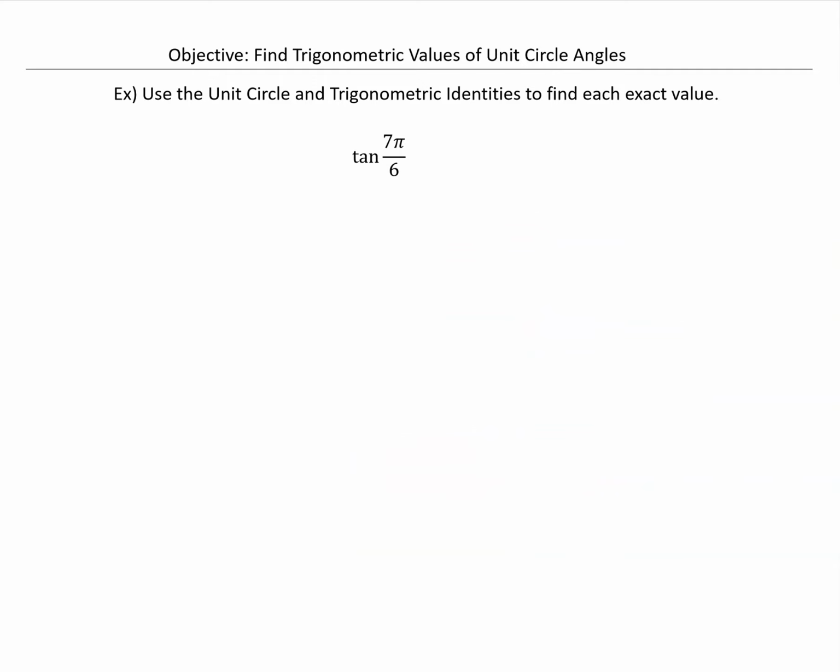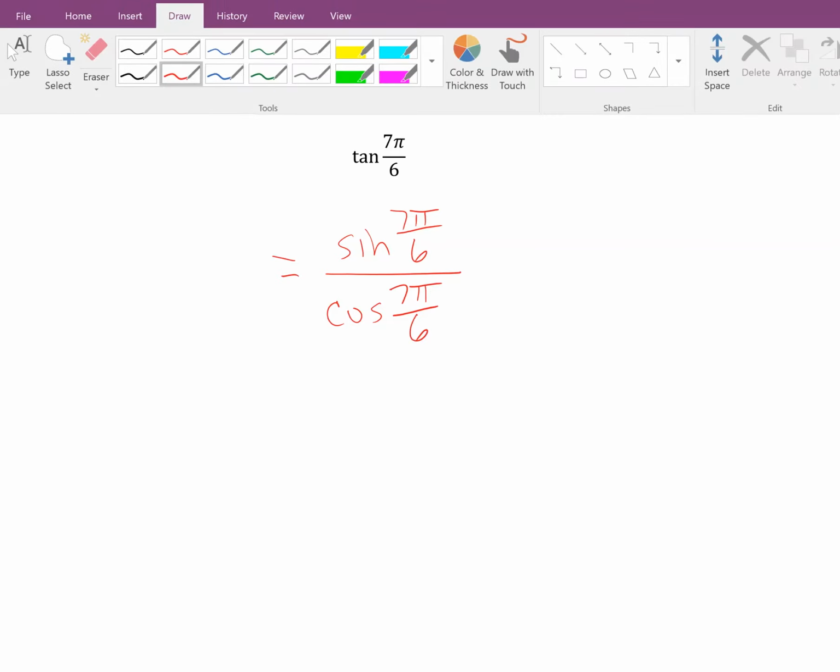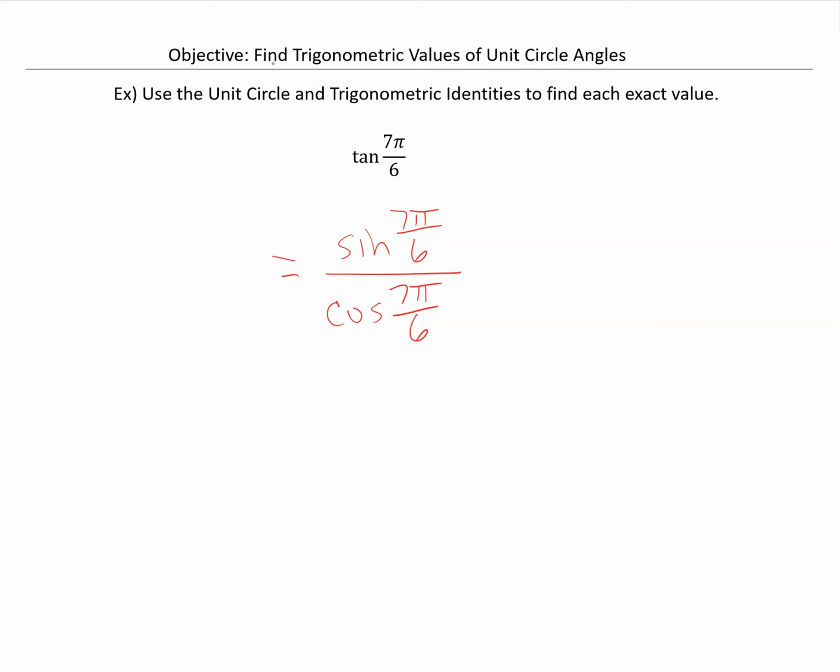So again, remembering our quotient identity, it would be the sine of 7 pi 6 over the cosine of 7 pi 6. Now this one we have to be a little more careful, because with pi 6 in our first quadrant, that's our 30-degree angle, and so we've got a sine of 1/2 and a cosine of root 3 over 2. So we have to make sure we get them in the right places. We also have to remember whether we're positive or negative. That's dependent on the quadrant of our angle.